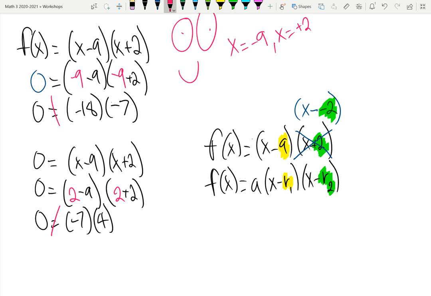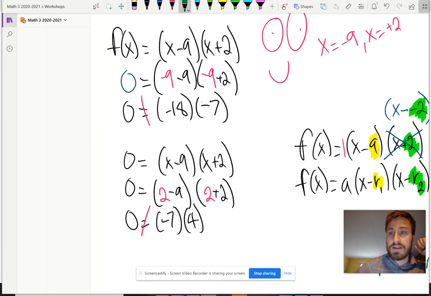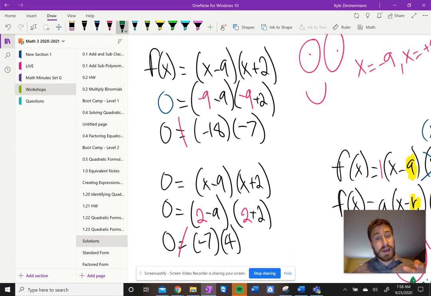Bonus points. A does not have a coefficient. It's an invisible positive 1, meaning this graph is going to be concave up. And since it's concave up, it is going to have a vertex that is a minimum. All right, so this has been a quick tease on why x-intercepts are the way they are, supported visually and supported with the graph.